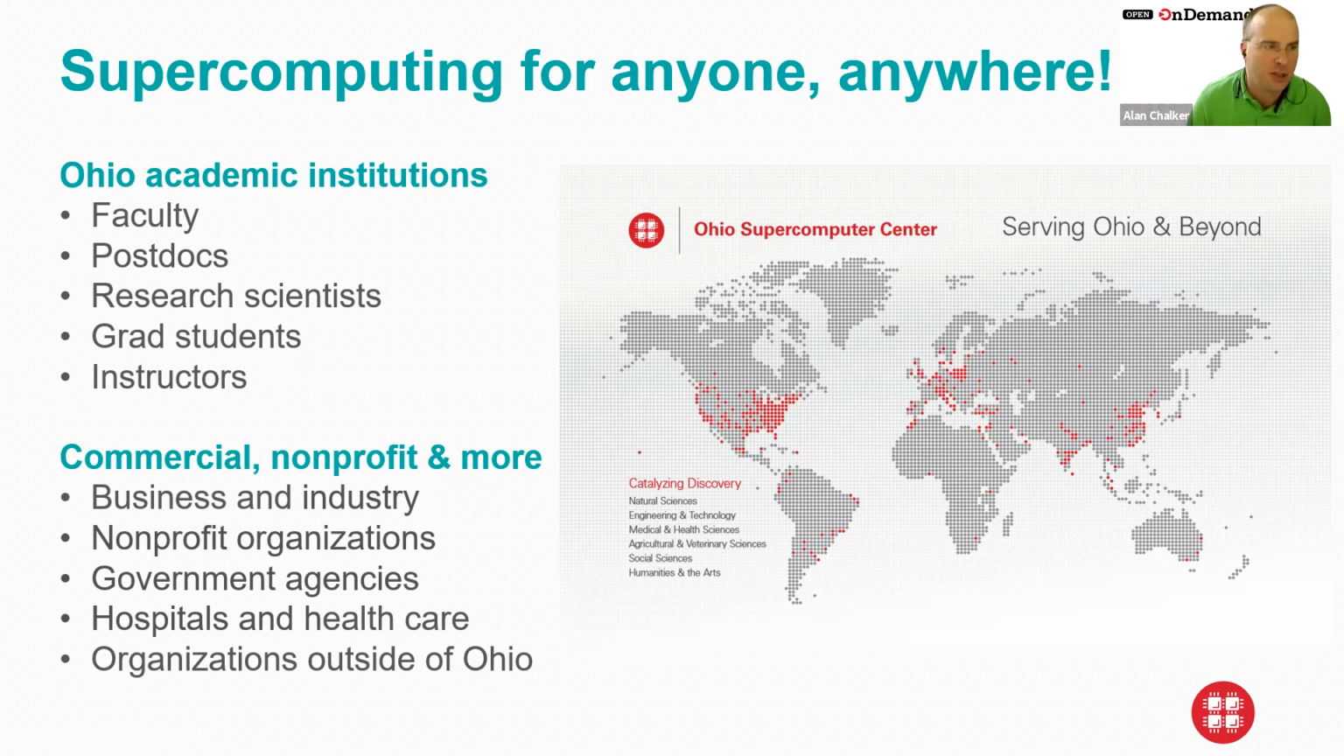For those of you who aren't really familiar with Open OnDemand, just a few quick slides here, and then we'll get into the technical details. We like to say that here at OSC, as a result of Open OnDemand, we provide supercomputing for anyone, anywhere. That includes Ohio-based academic institutions, faculty, students and scientists, but also commercial, business, industry, and nonprofit organizations outside of Ohio. All those different dots are clients of the Ohio Supercomputer Center, and they cover all kinds of categories.